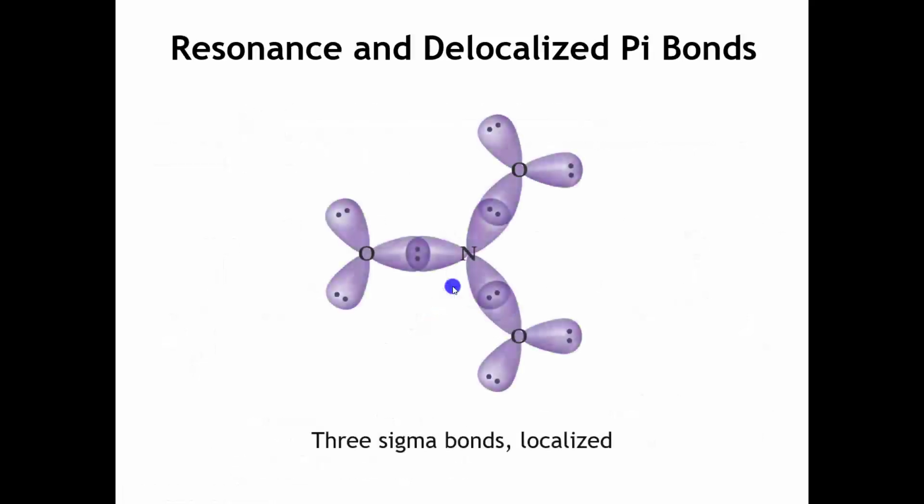But let's look now at the overlap of orbitals that give us sigma and pi bonds. So here I'm showing the sp2 hybrids on nitrogen. And for the sake of argument, let's say that the oxygen is also sp2 hybridized. If we did that, we would see that the hybrid orbitals can overlap with each other to form a sigma bond. And those sigma bonds are localized in space. They're not going anywhere. They're between the central nitrogen and each one of the outer oxygen atoms.